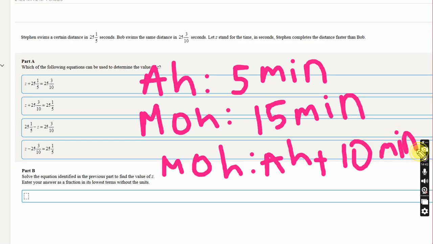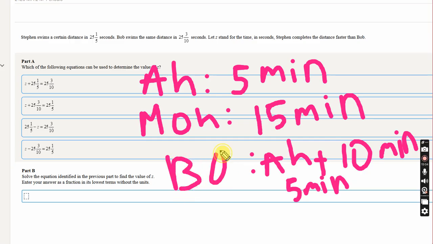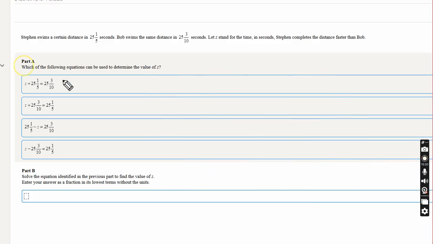Okay, this is how you write it. So Ahmed's time is what? 5 minutes. You can also write it like this so you understand it better, plus 10 minutes. This is how you have to understand Stefan's and Bob's swimming. This is how they relate them together, right? Instead of saying Muhammad, I can write Bob. And instead of writing Ahmed, I can write Stefan, S-T-E-P. So Bob is equal to Stefan plus 10 minutes extra. That's what we talk about here as well.